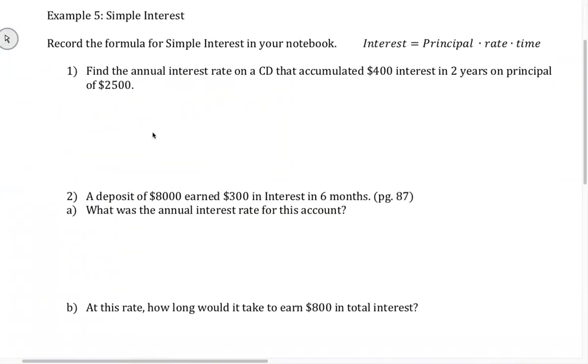All right, 3 problems kind of left. Record the formula for simple interest in your notebook. Interest equals principal times rate times time. Find the annual interest rate on a CD that accumulates $400 in interest in 2 years on principal of $2,500. So I want to know the interest. So I'm going to say I equals principal, that is $2,500. The time is 2 years.